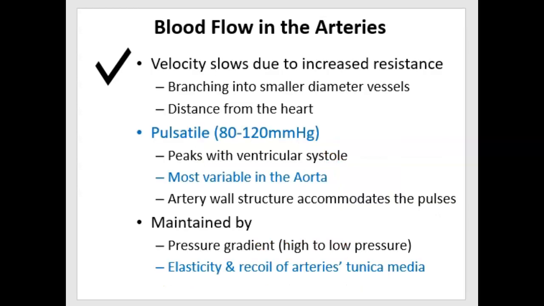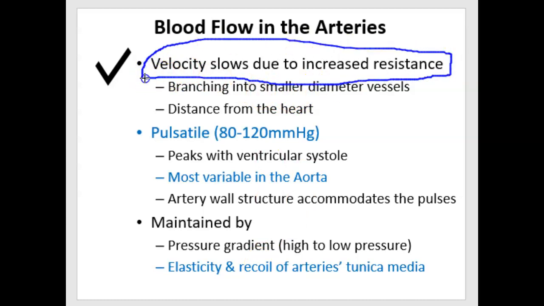So what we've talked about so far is the velocity of blood flow in the arteries and the veins. Velocity slows in the arteries due to increased resistance. Okay, so I want to discuss some other features of blood flow in the arterial system. And from the arterial system, then we'll go to capillaries, and then we'll go to veins, and incorporate what you know about the histology between arteries, veins, and capillaries.